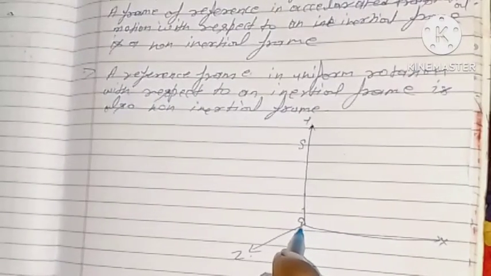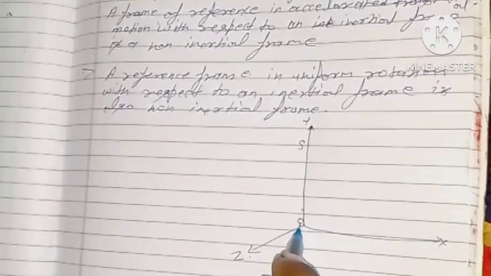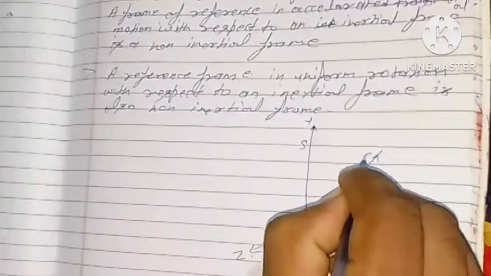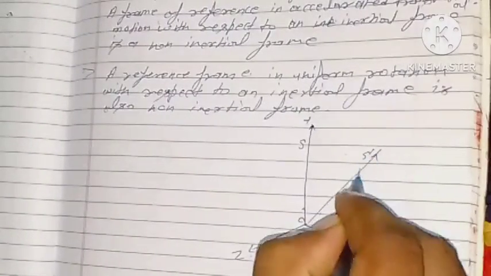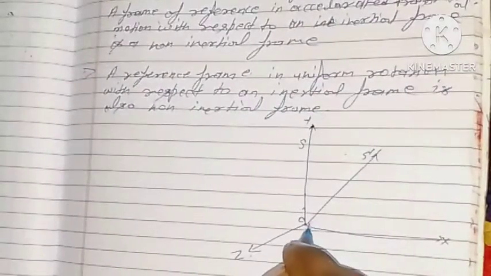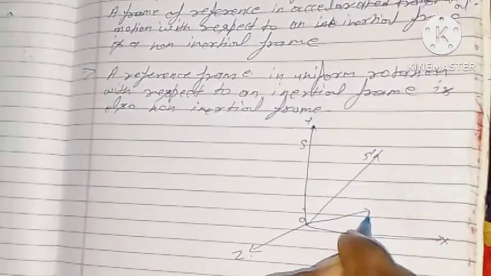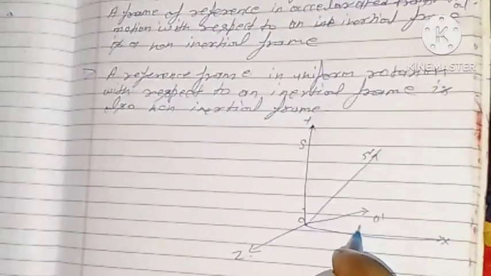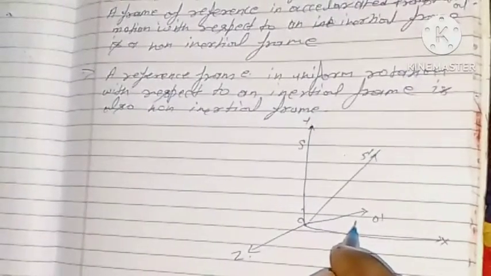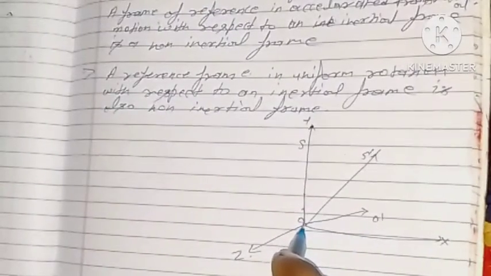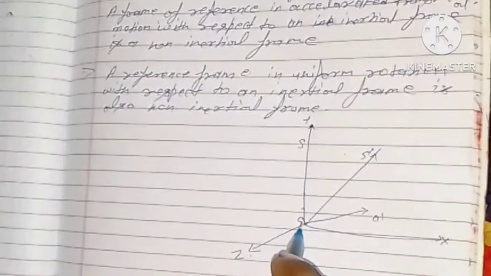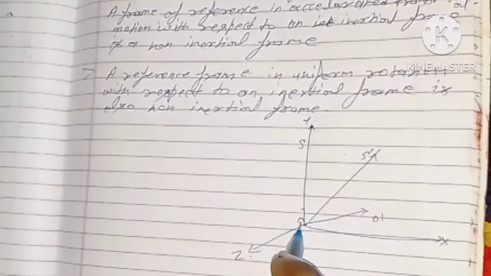Let S dash be another frame with origin O dash, moving relative to O with uniform translational acceleration a0.